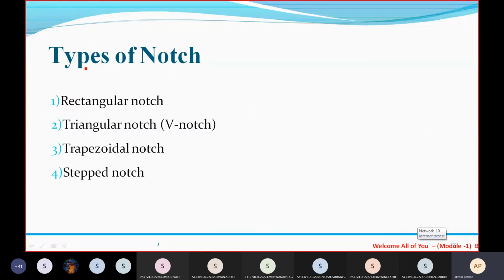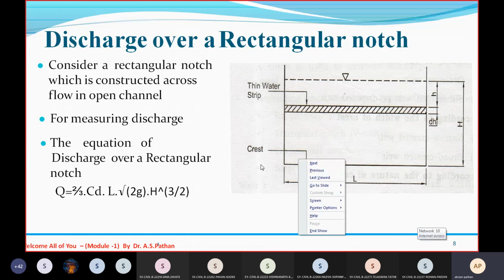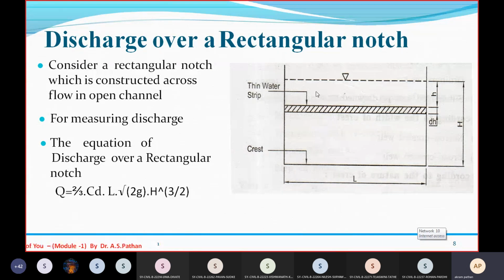Now, if you see here, we have different types of notch and weir. We have the rectangular notch, triangular notch, trapezoidal notch, and step notch. So I am going to discuss the discharge over a rectangular notch or weir. For example, here we have a rectangular channel.